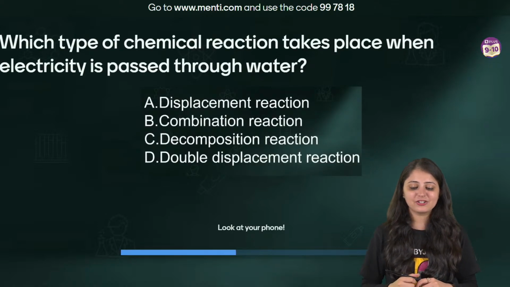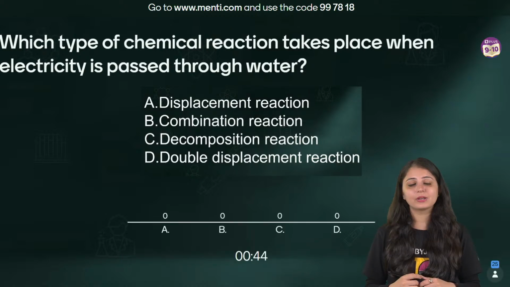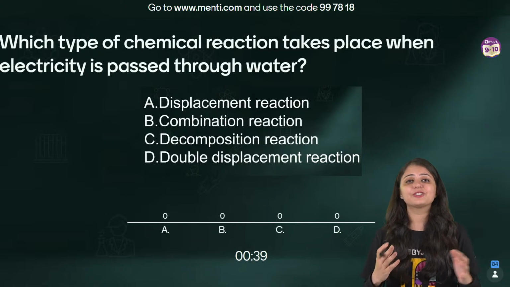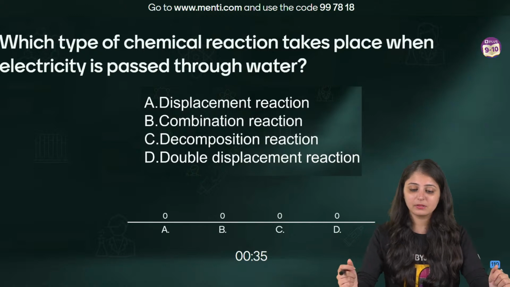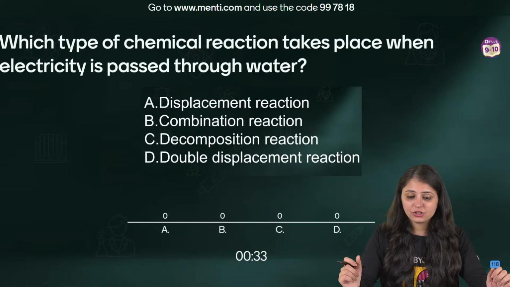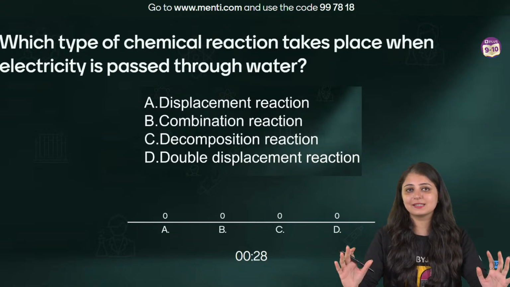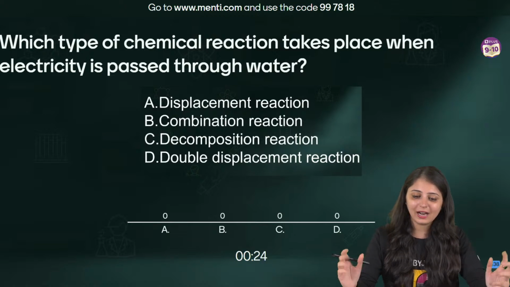Which type of chemical reaction takes place when electricity is passed through water? Okay, the substance is water, we're passing electricity through it. What kind of reaction is going to take place? It's going to be displacement, combination, decomposition, or double displacement. Which type of reaction is taking place? Just think about what will happen to water. H2O को क्या हो जाएगा?